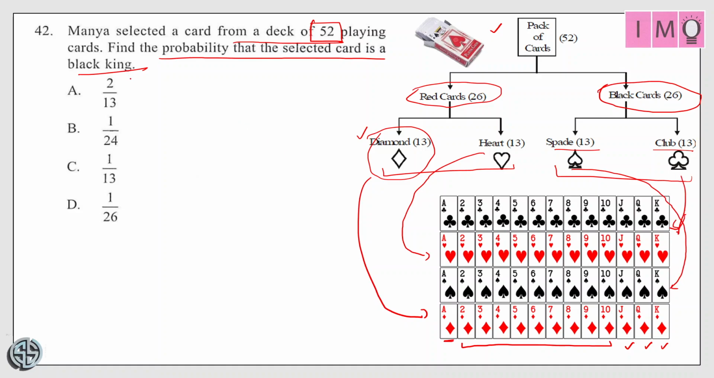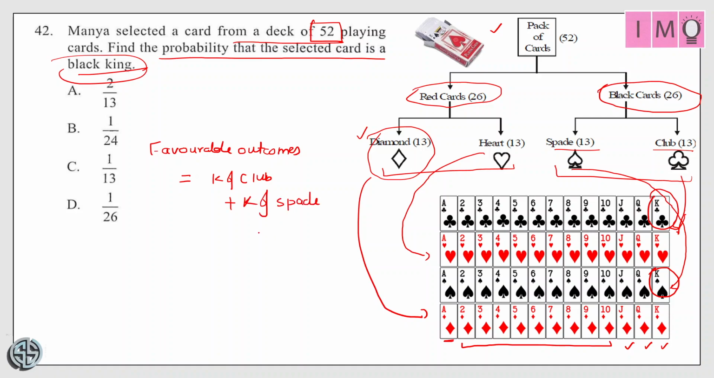It was asked in the question, find the probability that the selected card is a black king, right? So in those 52 cards you can see only two black kings will be coming. One is the king of club and the other is the king of spade. So in 52 cards our favorable outcomes, whatever has been asked of us, will be the king of club, that is a black king, and the king of spade. This is a black color king.